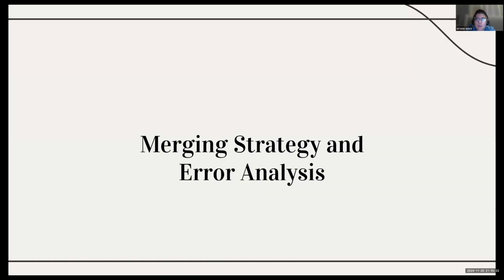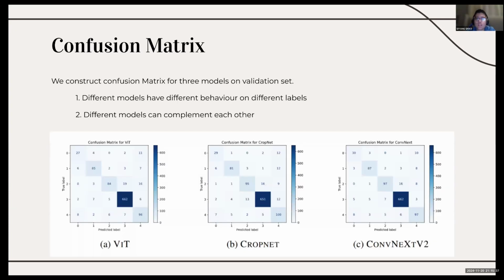Hi, I'm Sian, and I will talk about our group's merging strategies. Firstly, we constructed confusion matrices for these three models. Overall, we found that ConvNeXt V2 performs better, but not in all the cases. We found that different models may have different behavior on different labels, and they can somehow complement each other. For example, ConvNeXt V2 performs better in labels 0, 1, 2, 4, and CropNet and ViT perform better in label 3. Thus, we have a simple idea.